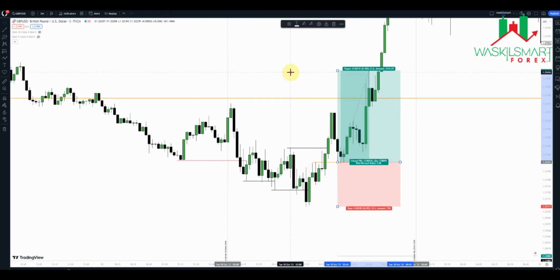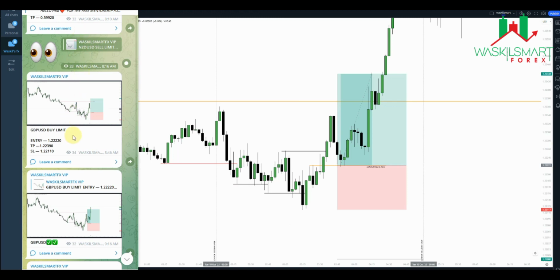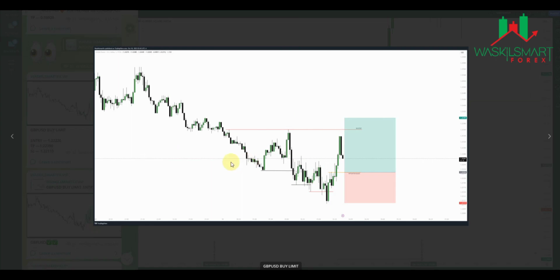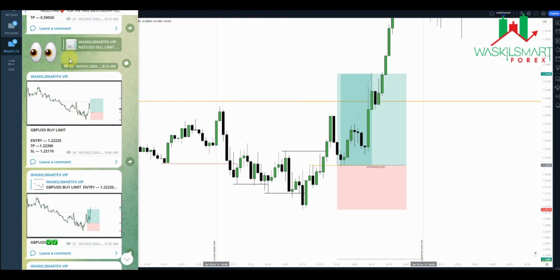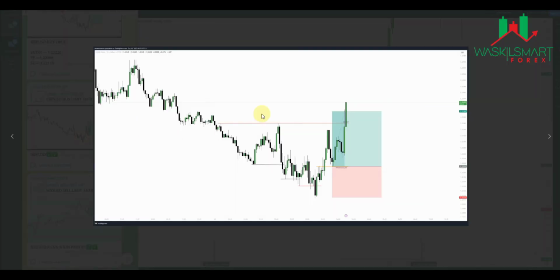So let me show you on my Telegram channel where I took the trade live. This is my Telegram channel. You can see GBPUSD buy limits. You can see the trade I called. Hope you can see the date. This is the trade I took. GBPUSD was not that clear, so this was the trade I took on October 10. You can see when the trade hits my take profit with just little moves.